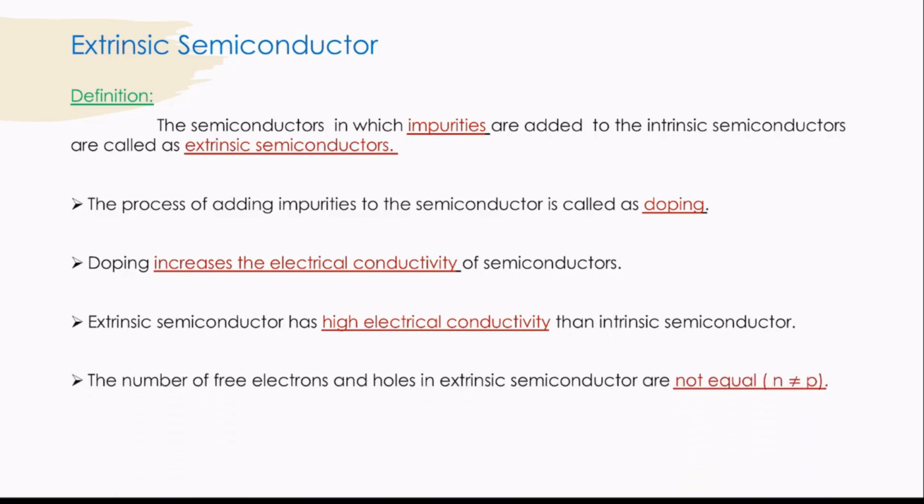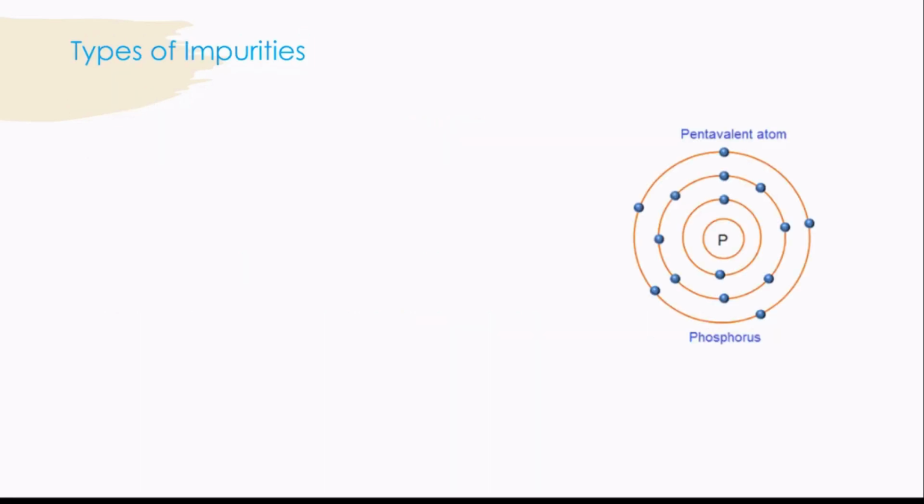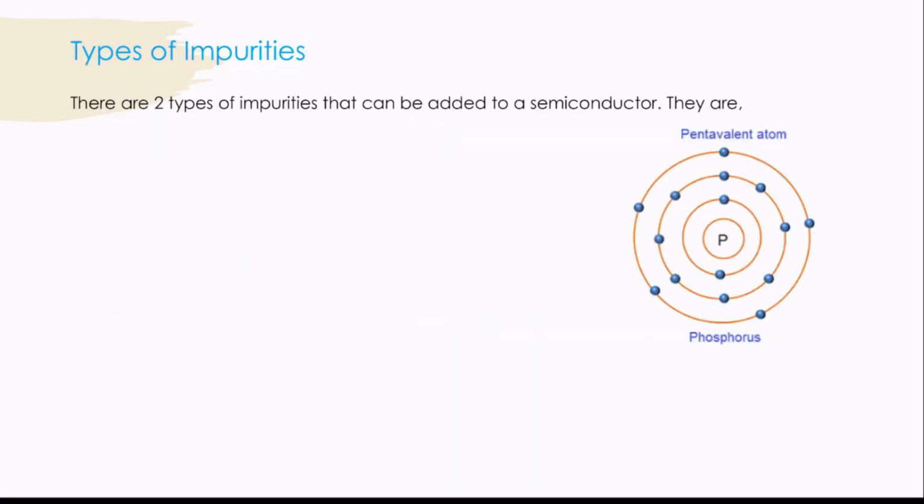Therefore, the number of electrons in the conduction band and the number of holes in the valence band are always not equal in the case of extrinsic semiconductors. Next is types of impurities. There are two types of impurities that can be added to a semiconductor. They are pentavalent impurities and trivalent impurities. Now let us see the first one, that is pentavalent impurities.